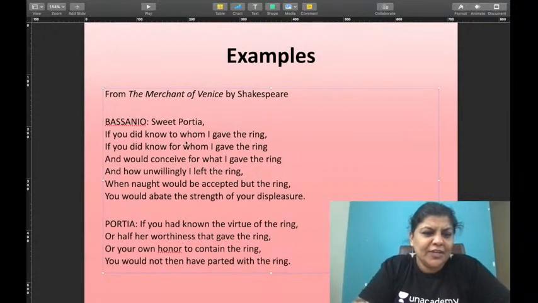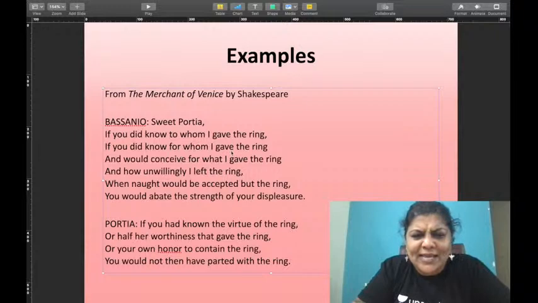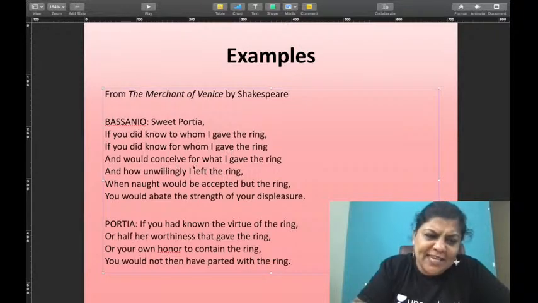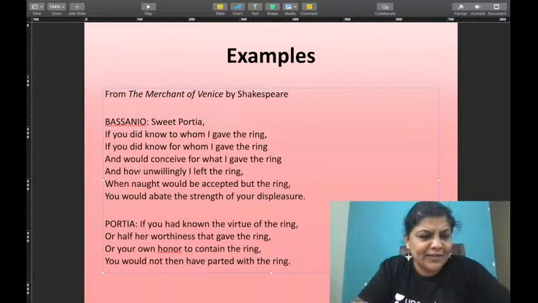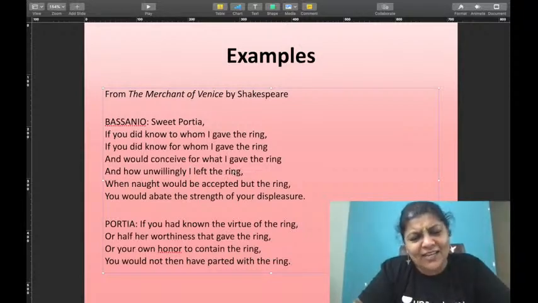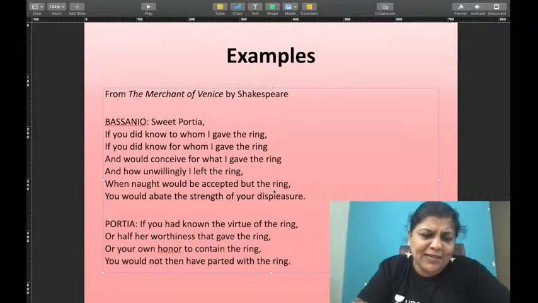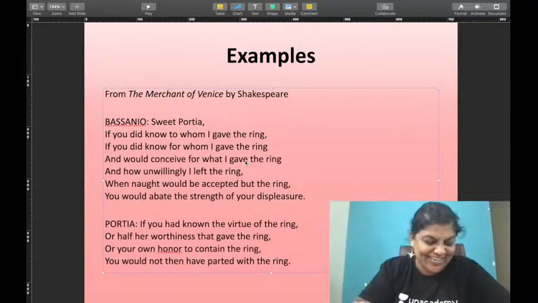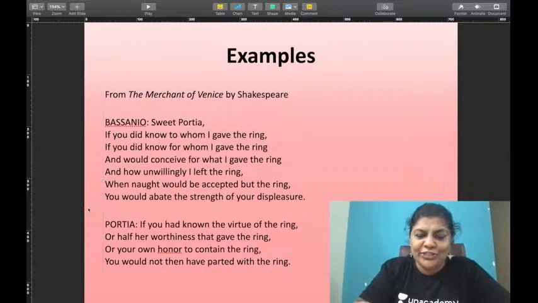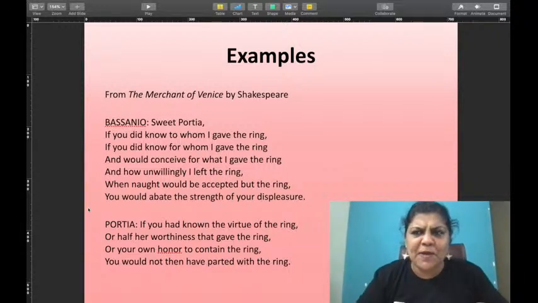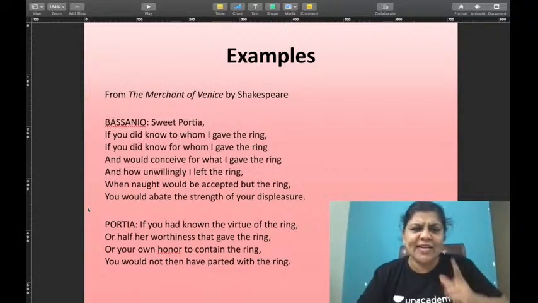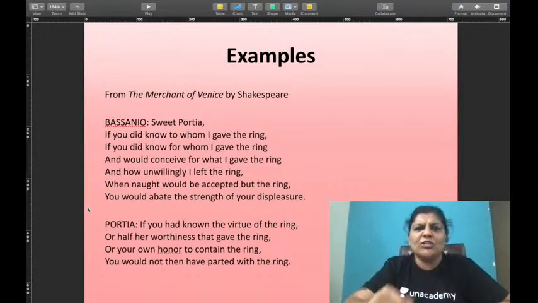Sweet Portia, if you did know to whom I gave the ring, if you did know for whom I gave the ring, and would conceive for what I gave the ring, and how unwillingly I left the ring, when nought would be accepted but the ring. The ring, the ring. See the repetition? Wonderful. Thank you, Latika. Wow, Shakespeare, you know every single figure of speech. Which book did Shakespeare study? We should study that book because Shakespeare knows every figure of speech.